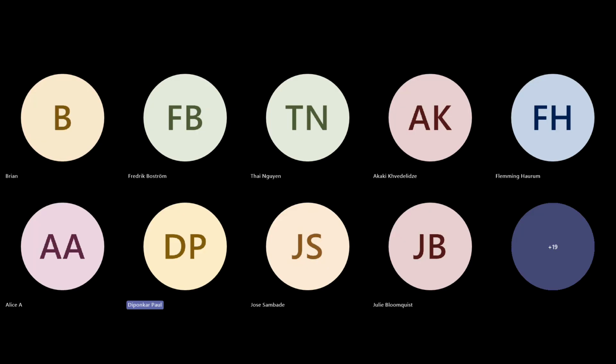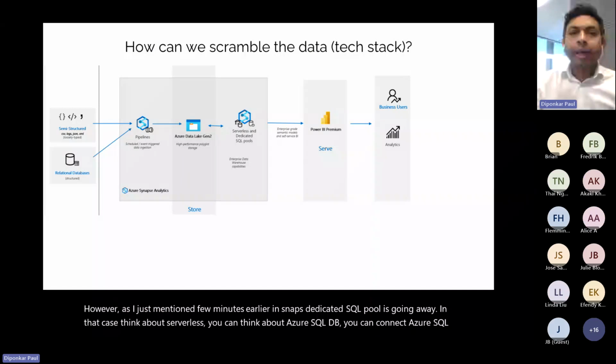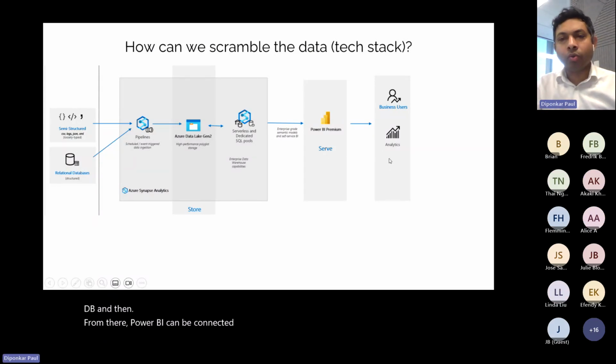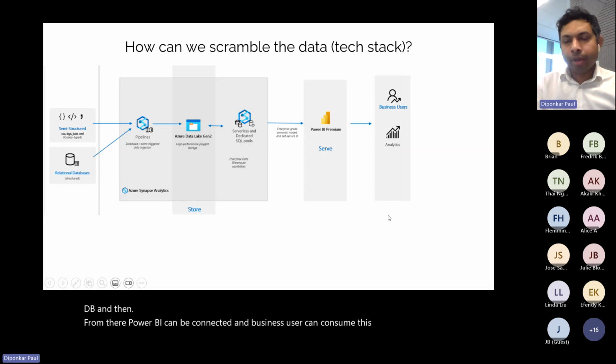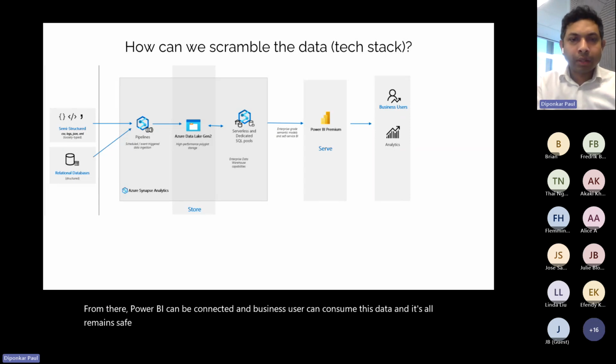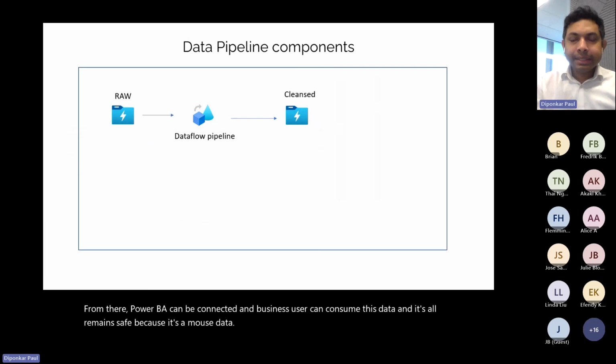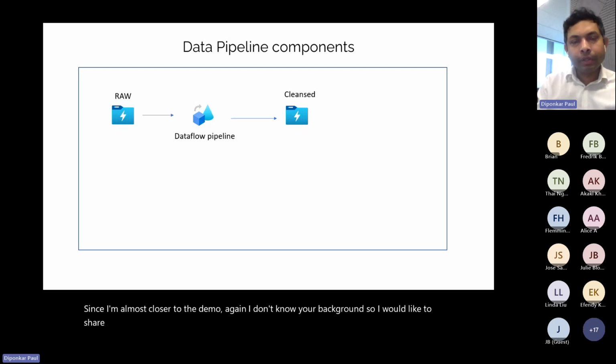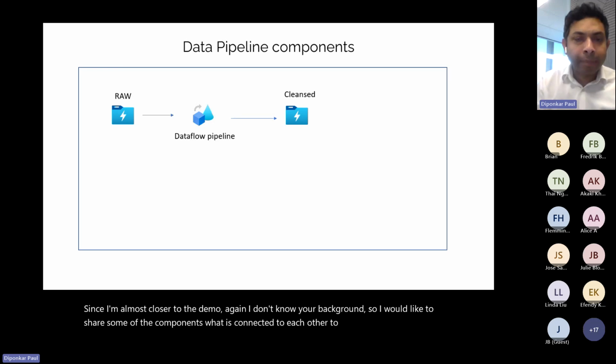Azure SQL DB, you can connect Azure SQL DB, and then from there, Power BI can be connected and business users can consume this data, and it all remains safe because it's masked data. Since I'm almost closer to the demo, and I don't know your background, I would like to share some of the components, what is connected to each other, to even start building your pipeline.